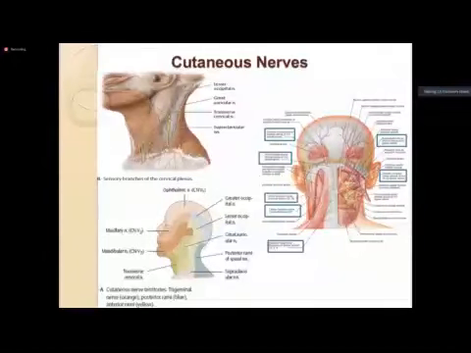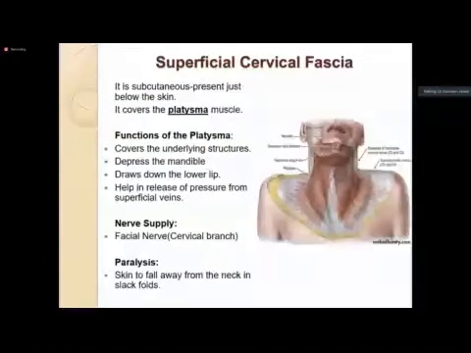Then we have the superficial fascia of the neck. Superficial fascia is subcutaneous. It is present just below the skin, and it covers the platysma muscle, which is very important. The platysma muscle originates from the clavicular region and goes up to the zygomatic bones in the face, where it attaches. What are the functions of this platysma muscle? It covers all the underlying structures.